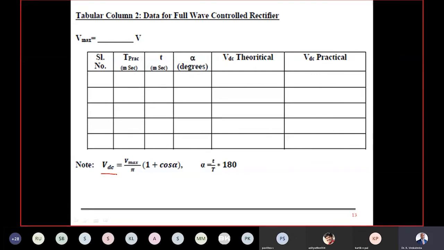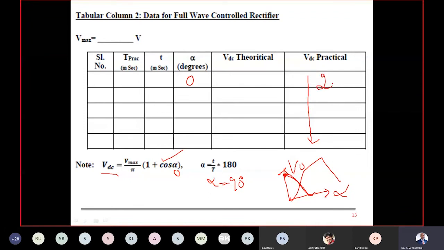Since this equation has a cosine term, when you plot output voltage versus firing angle alpha, I'll be getting a cosine waveform something like this. At alpha 0, I'll be getting maximum voltage. Put alpha equal to 90 degrees, cos 90 is 0. I'll be getting Vmax by pi, which is 50% of the actual value, 110, 115 volts. It keeps reducing. Which means that when alpha is 0, voltage is maximum.